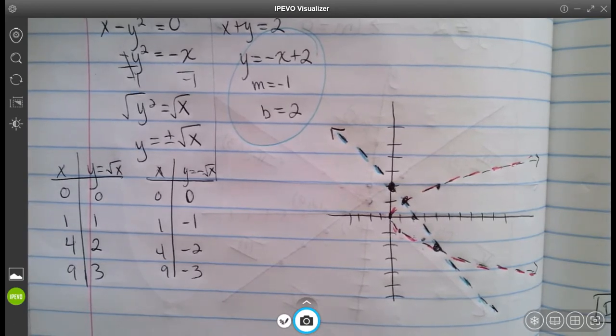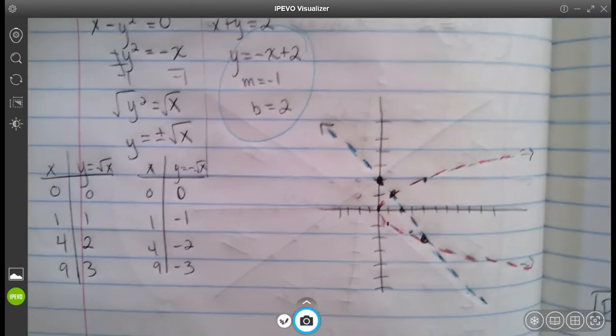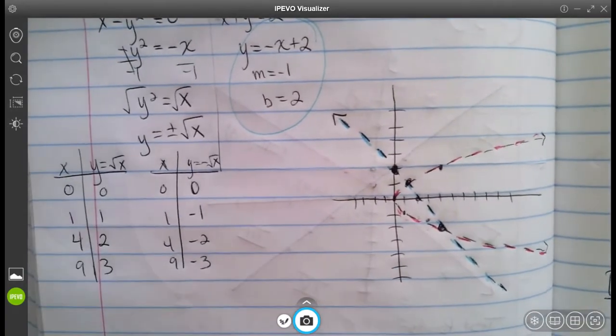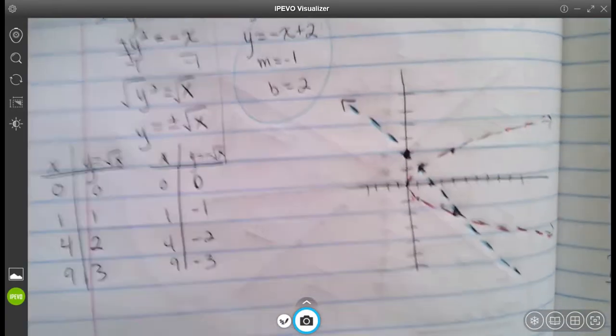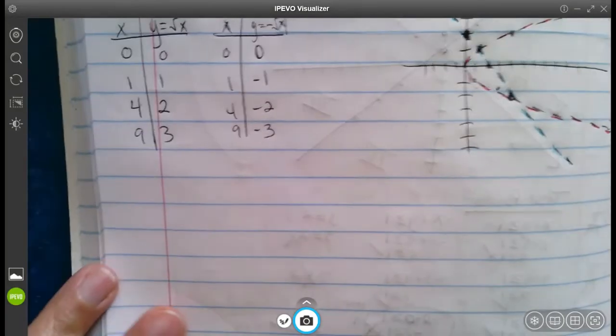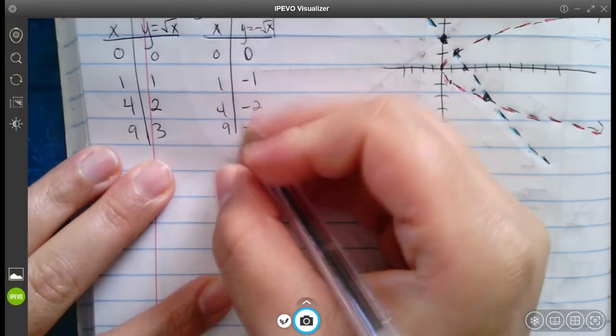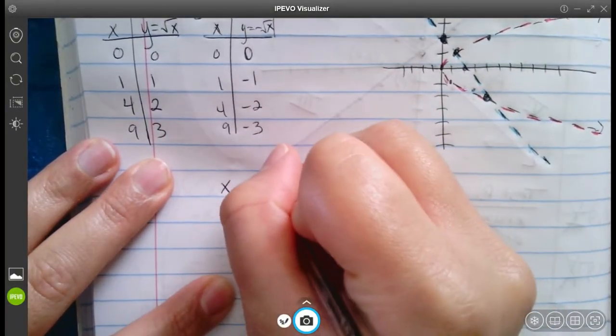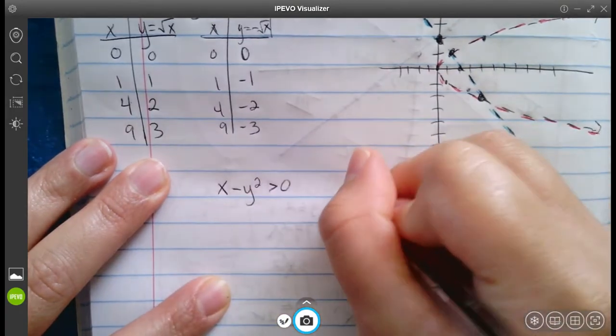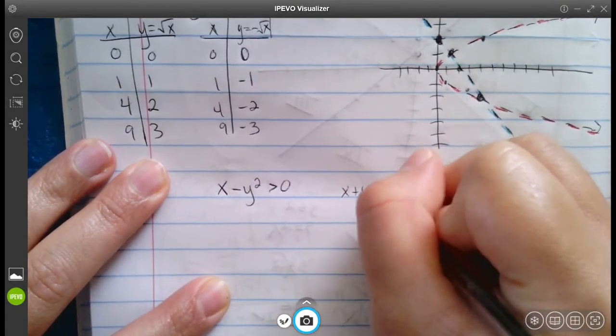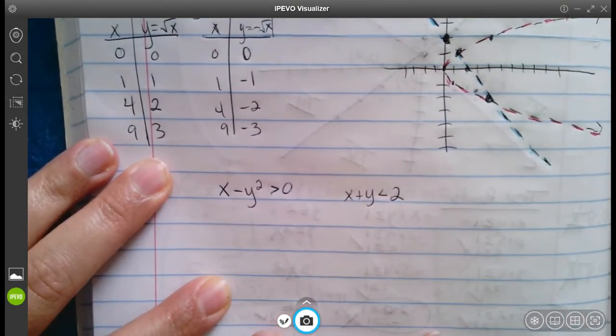Yeah, let's do this one the fast way. So we've done it with test points. Now I'm going to show you how to do it just using above and below. So I'm going to take my functions again down here, x minus y squared greater than 0, and then x plus y less than 2. And I'm going to solve for y.